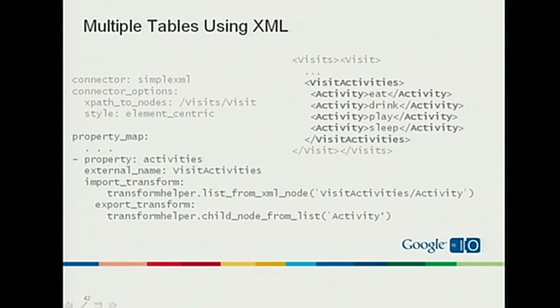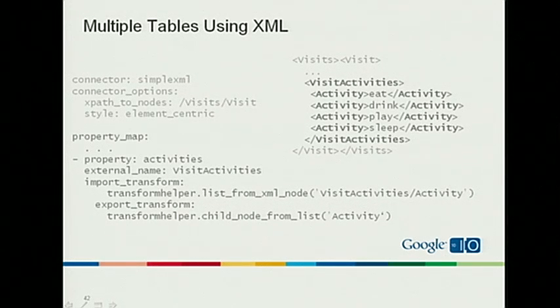Then we have the list property. So all the other properties I've elided here, they work just like before. You say whatever the primary key is, et cetera. But what we can do is we say this activities property, which is a list property. Again, I'm just going to provide a helper here, which says list from XML node. You may want to look at the source of the helper. It's kind of interesting. I'll go into later how it actually works.